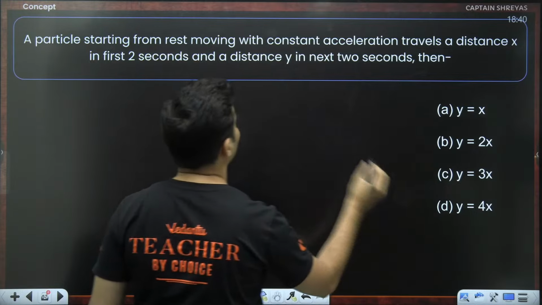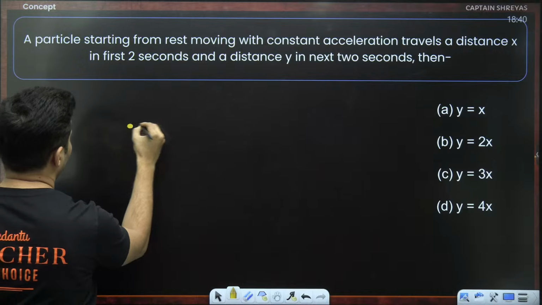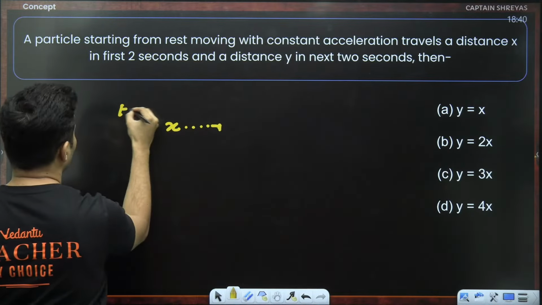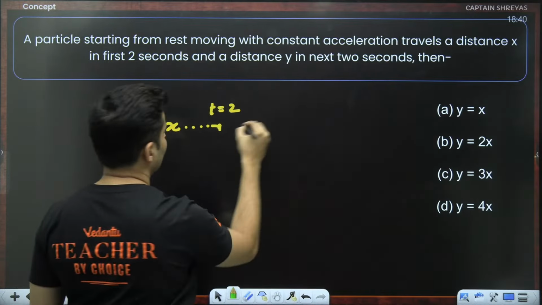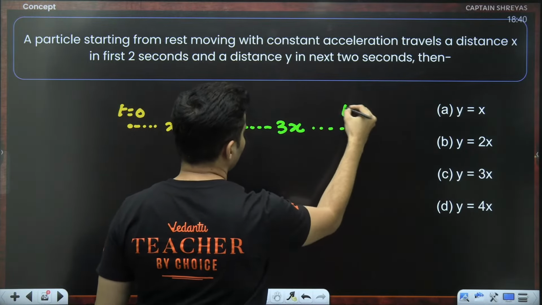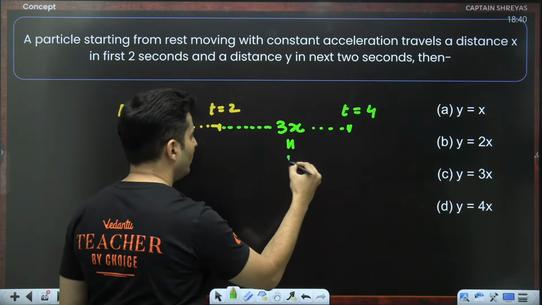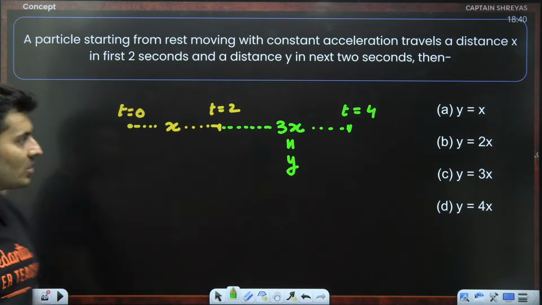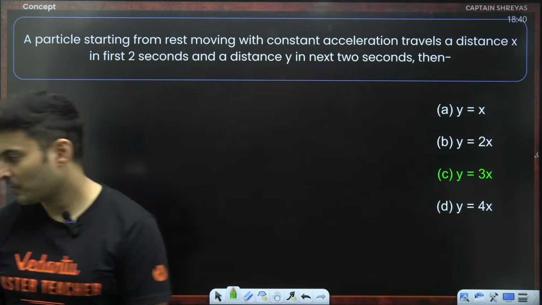Look at the question, guys. It's starting from rest. It travels a distance x in the first 2 seconds. This is from t is equal to 0 to t is equal to 2. In the next 2 seconds, that means the same interval, it will travel a distance of 3x. So this will be t is equal to 4. The next 2 seconds distance is given to be y. So y is 3 times x. This was also asked commonly in many competitive exams.